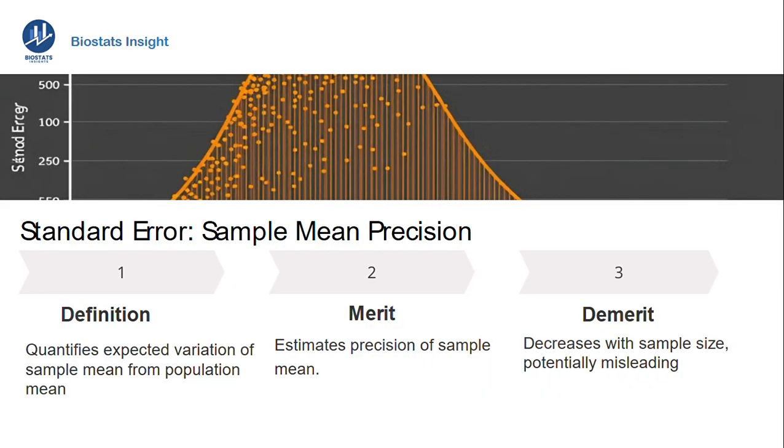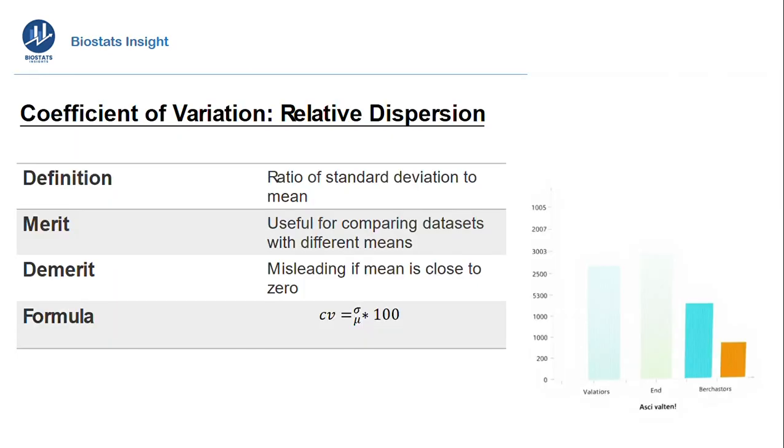Standard error is also known as sample mean precision. It quantifies the expected variation of the sample mean from the population mean, that is, how much variation is present from the sample mean to the population mean. It provides an estimate of the precision of the sample mean. Demerit: it decreases with sample size, potentially misleading the information.